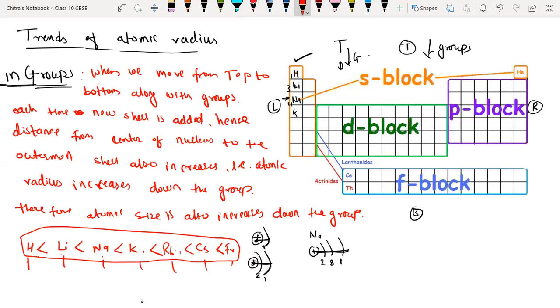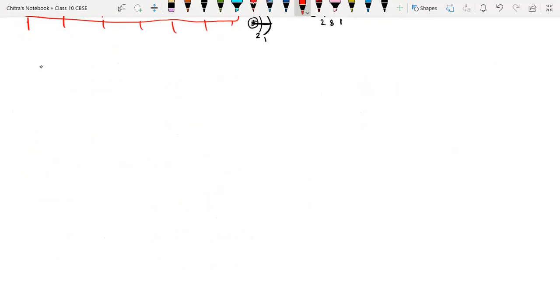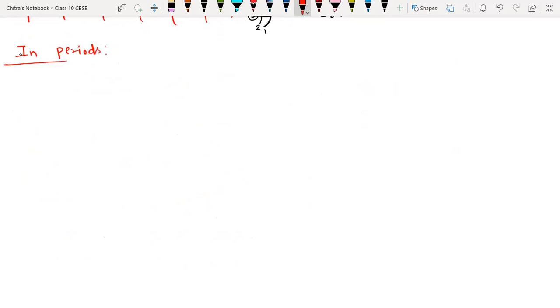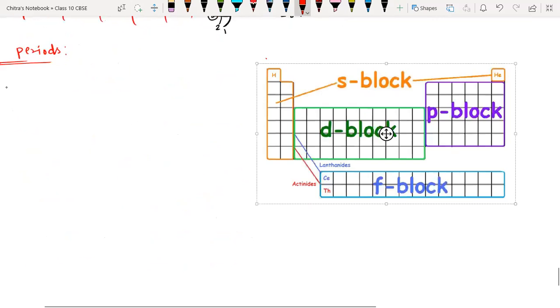Yes, sir. Okay, now we will understand in periods. So just take a screenshot for that. Done. Everyone done? Yes, sir. So now we will understand in periods. Again we do require the diagram.